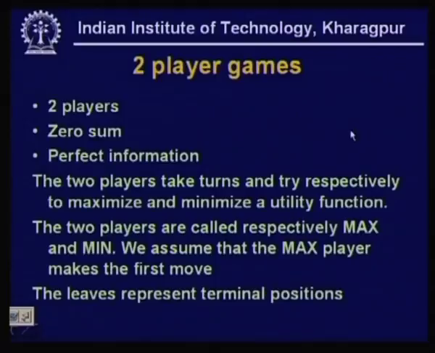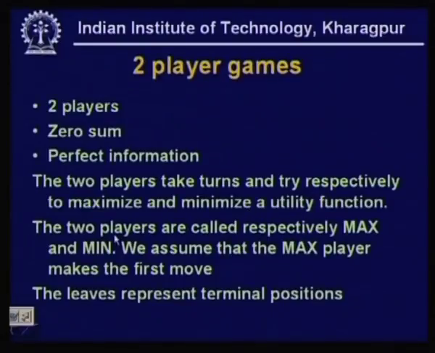Now, in two-player games, I will just repeat, we have two players alternating. It is a zero-sum game. There is perfect information, where we know exactly what all the moves are; they are deterministic. There is no chance involved. The two players take turns. We call the player who tries to maximize the utility the max player, and the other player the min player, who tries to minimize the utility function. We assume that the max player makes the first move. The leaves represent the terminal positions.